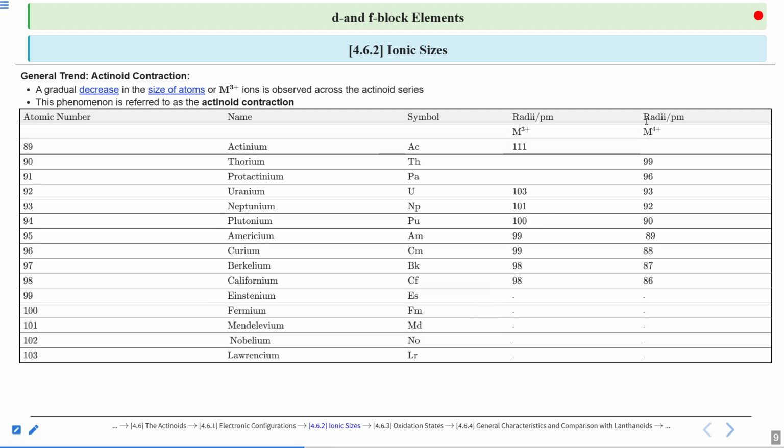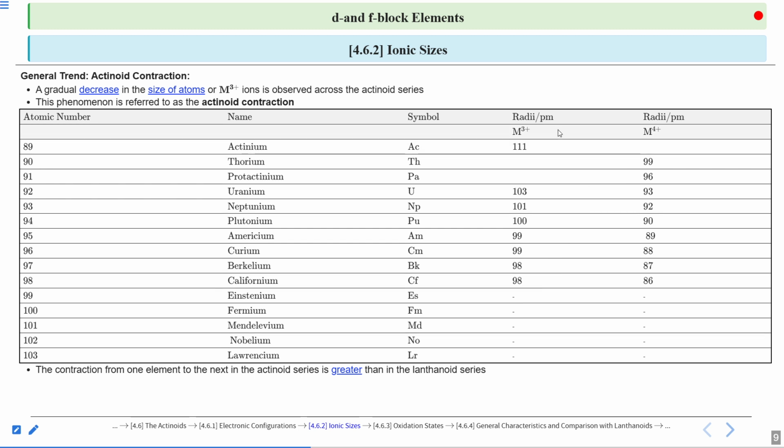Similarly, the radii are given in picometers for tripositive ions and the M4+ ions. Okay, so some of the radii are given for some elements. You can observe this table. The contraction from one element to the next in the actinoid series is greater than in the lanthanoid series.